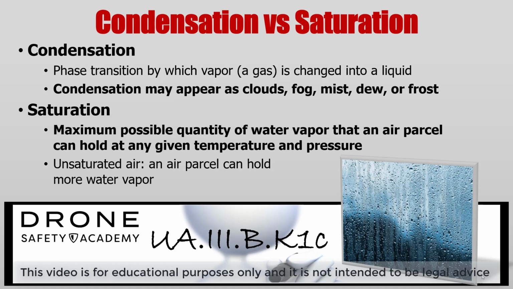Now let's talk about saturation. This is the maximum possible quantity of water vapor that an air parcel can hold at any given temperature and pressure. Unsaturated air is an air parcel that can hold more water vapor. Just one additional note for saturation: saturation is a point at which a parcel of air can no longer hold any more water vapor. Once it goes over that point, then it becomes condensation.